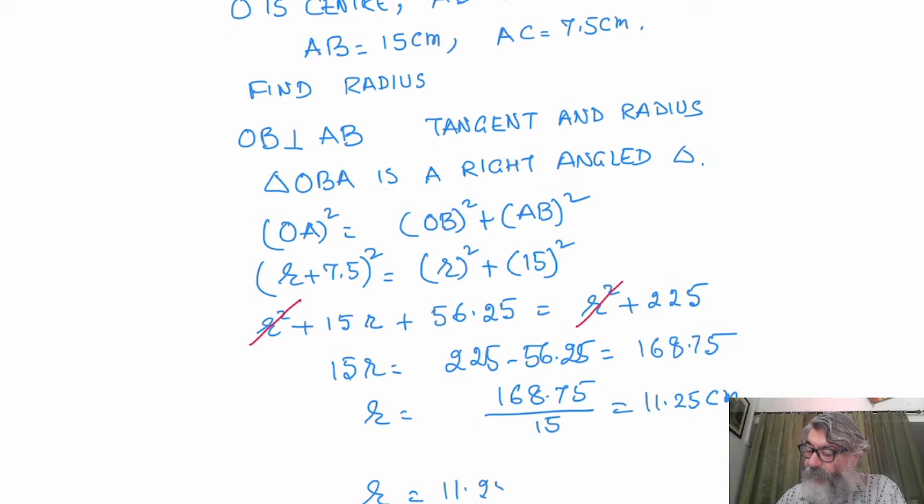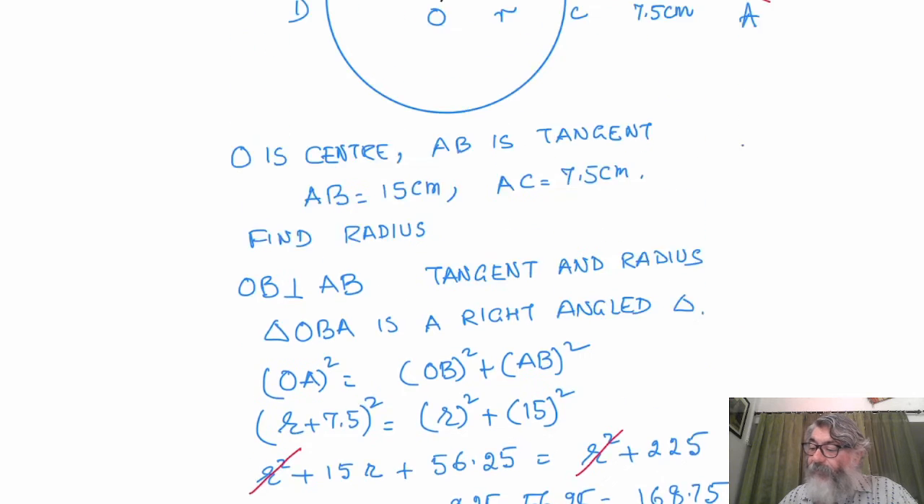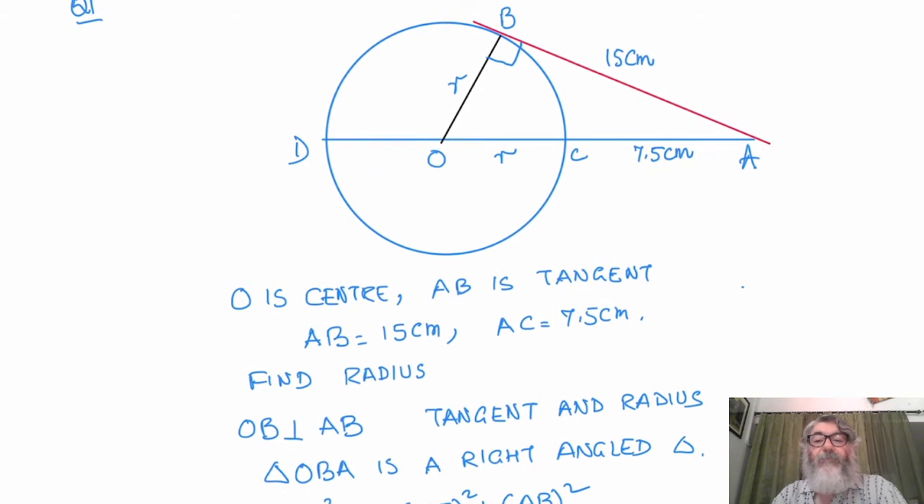Actually, this is how we do the application. This is how we apply. What have we applied in this? We have used the property that the tangent and radius are always perpendicular to each other.